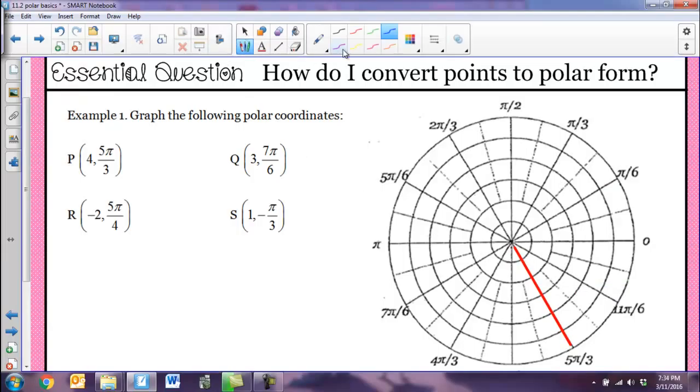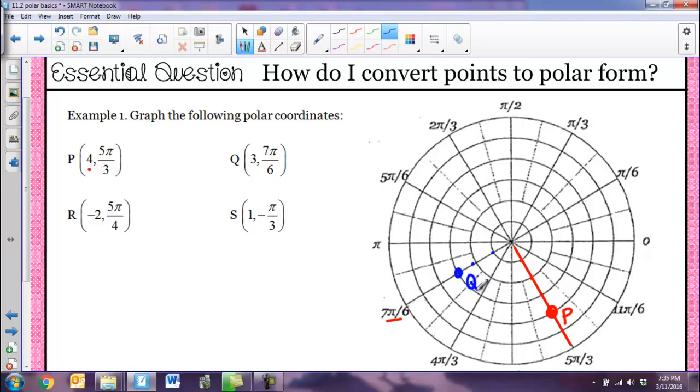Then what I'm going to do is count that radius out. So my radius is 4. I'm going to go out 1, 2, 3, 4 tick marks, and that would be my point P. Okay, so then if I wanted to graph something like Q, again, pretty straightforward. All I've got to do is go find 7 pi over 6, which is right here, and then I go out 3. So this is my 7 pi over 6 angle, and then I'm going to do 1, 2, 3, and this would be my point Q.